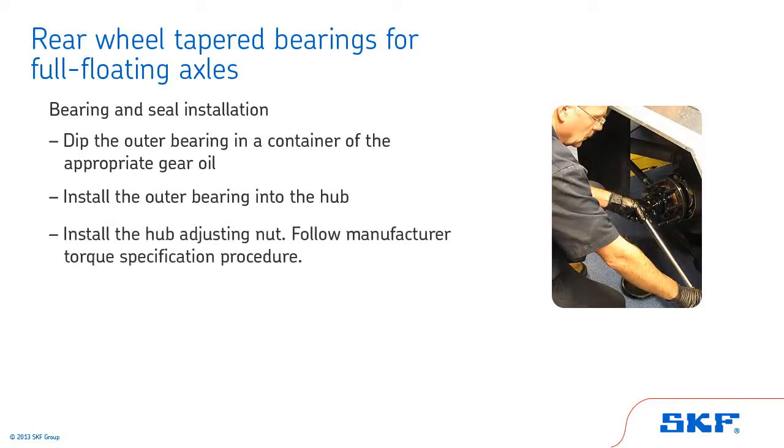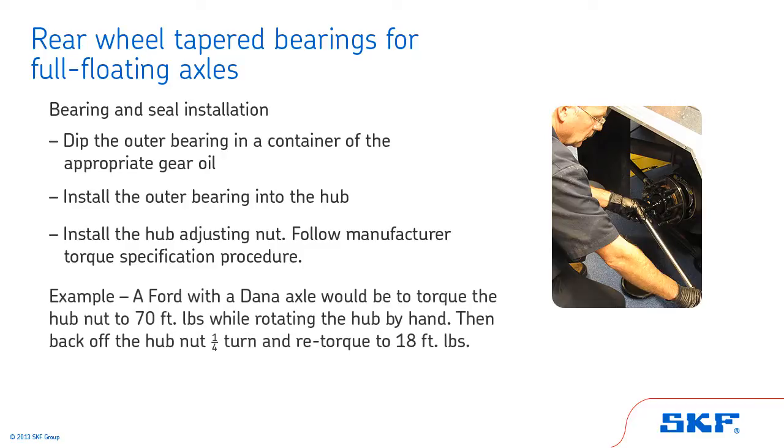Follow the manufacturer's torque specification procedure. Using a Ford with a Dana axle as an example, you would torque the hub nut to 70 foot-pounds while rotating the hub by hand. Then you back off the hub nut 1/4 turn and retorque to 18 foot-pounds.